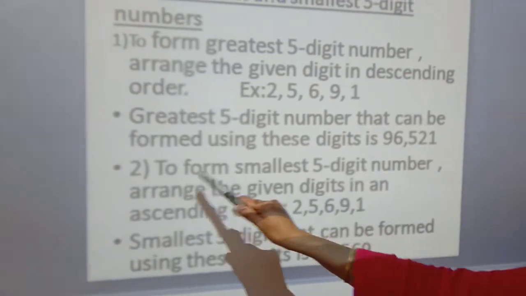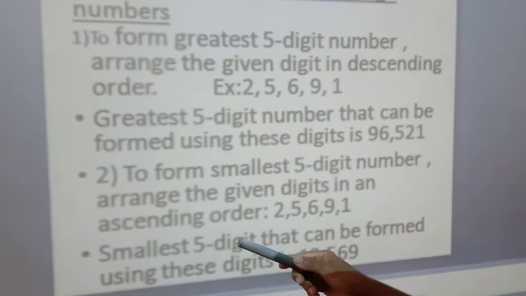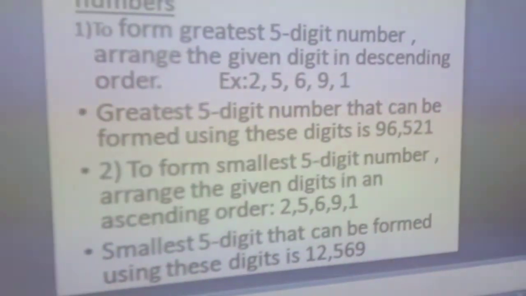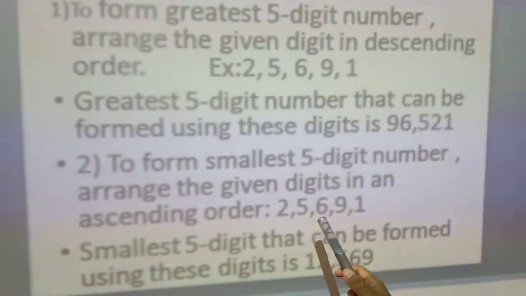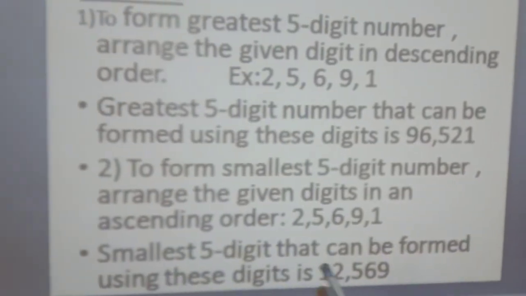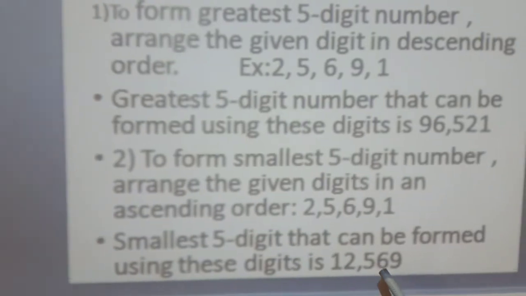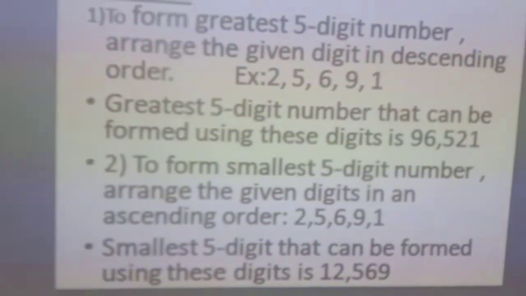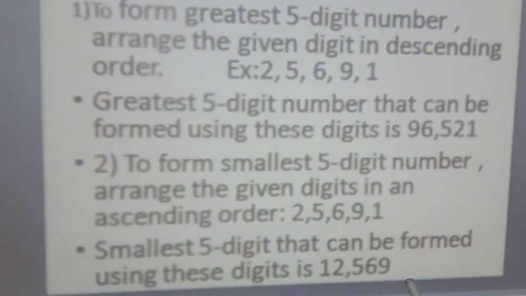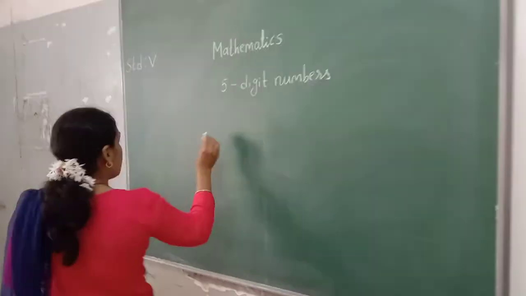Next, to form the smallest 5-digit number, we have to arrange the given digits in ascending order. That means from smallest digit to greatest digit. Now this is the example. The digits are 2, 5, 6, 9, 1. If we arrange these numbers in ascending order, we get 1, 2, 5, 6, 9. After putting the comma, we can read this number as 12,569. Now let us take one more example for greatest and smallest.